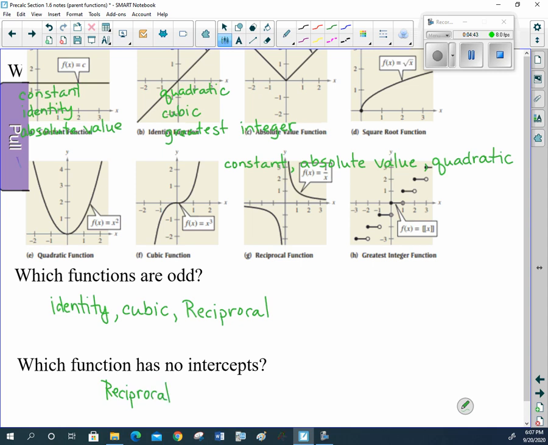So in your homework, you're going to be asked a few questions about these parent functions. So you just kind of need to look at those parent functions and then decide whatever questions they give you, just which functions fall into the category of what for answers for whatever the questions are.